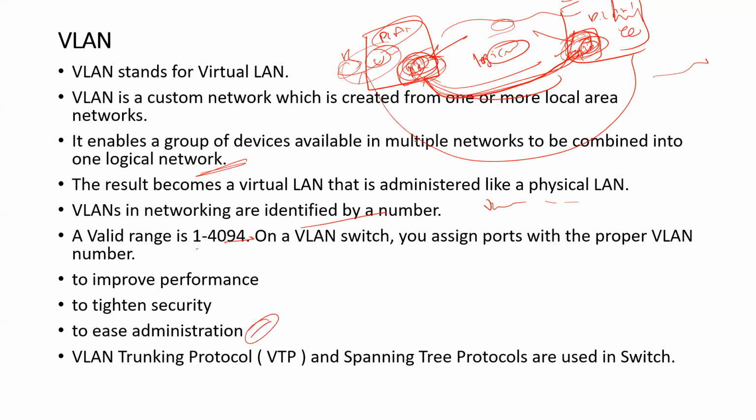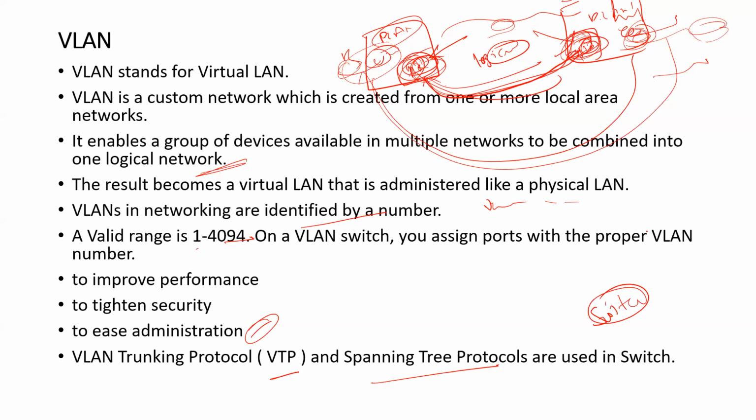So what we will do, we'll put them in one VLAN and we will provide access to that VLAN. That is called ease of administration. In the VLAN, we have two kinds of protocols, that is VLAN Trunking Protocol and Spanning Tree Protocol, that are used in the switches.